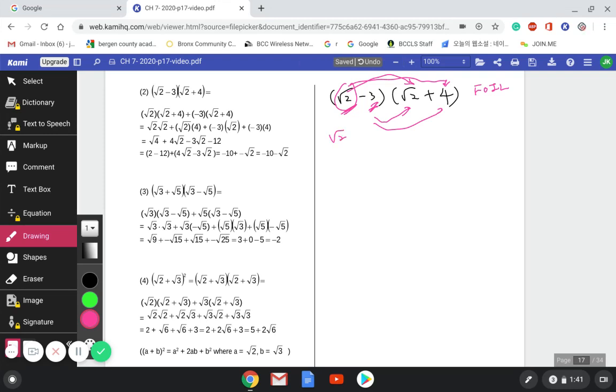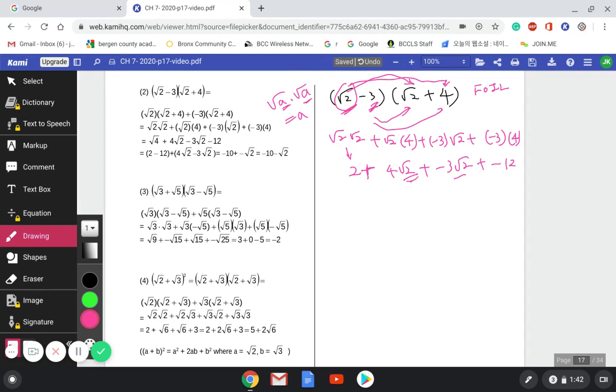So if we do that, radical 2 times radical 2 plus radical 2 times 4 and negative 3 times radical 2 and negative 3 times 4. Whenever you have multiplication of two same numbers, it becomes a number without the radicals. So this thing becomes 2 plus 4 radical 2 plus negative 3 radical 2 plus negative 12.